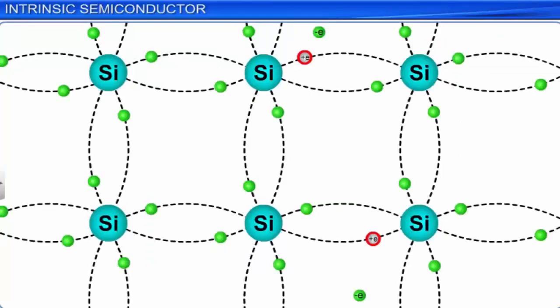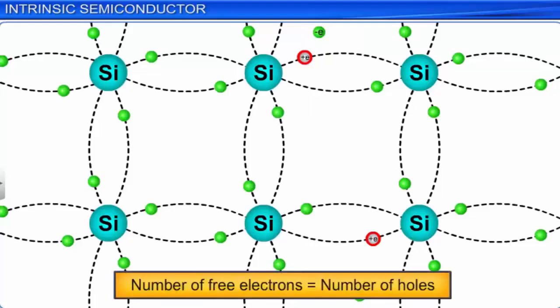A vacancy with a unit positive charge in a covalent bond between atoms of a semiconductor is called a hole. Thus, whenever a covalent bond is broken in an intrinsic semiconductor, a free electron and a hole are created. We refer to this as an electron-hole pair. Hence, in an intrinsic semiconductor, the number of free electrons is always equal to the number of holes at any given moment.